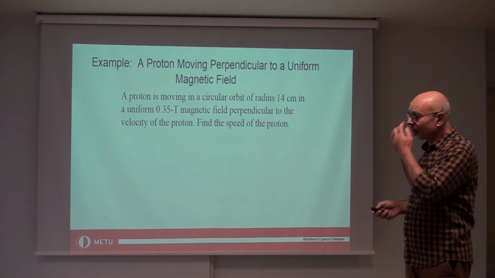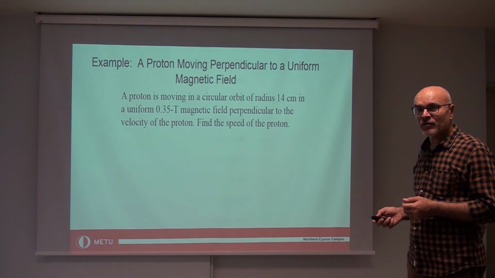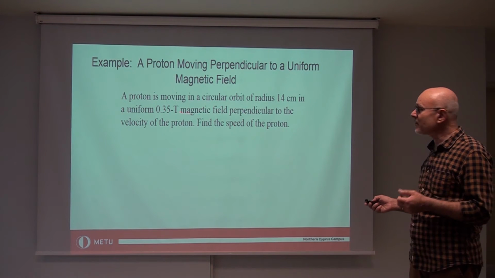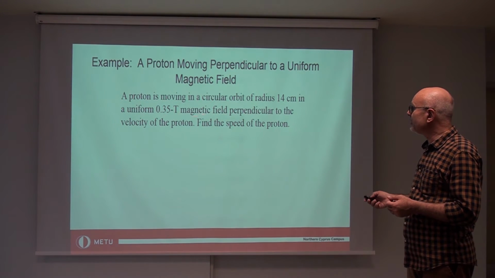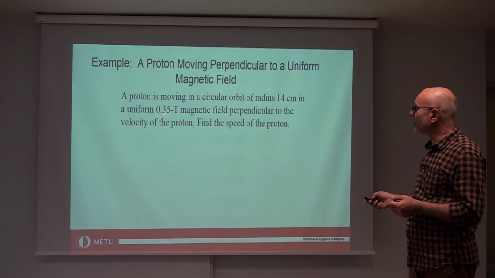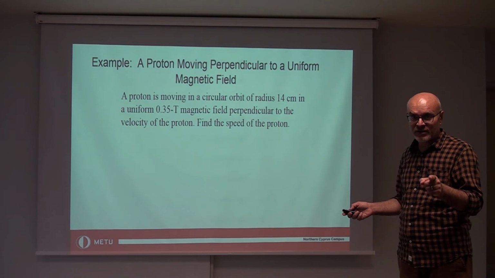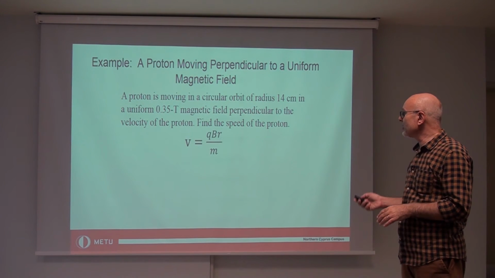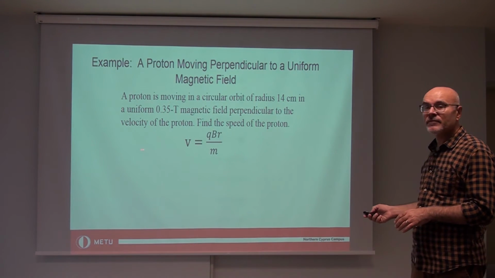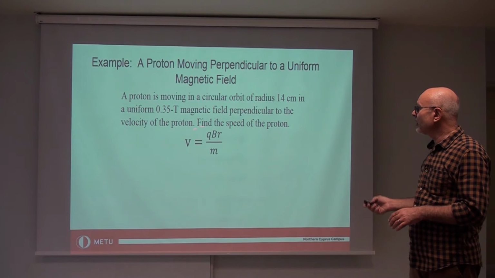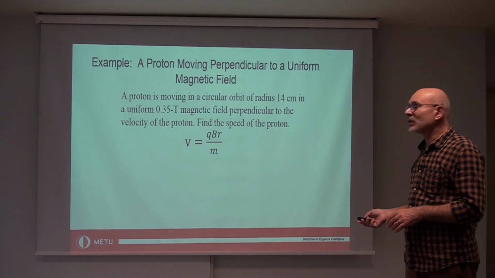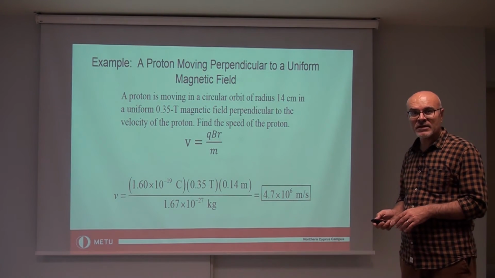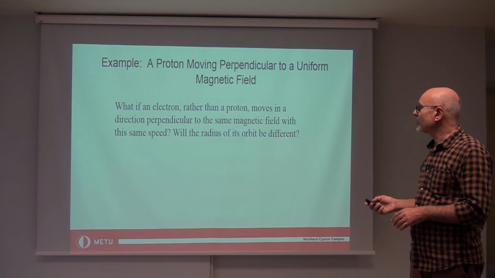The X component doesn't enter into the v that appears when you use these equations. So let's consider a simple application of these relations. We have a proton moving in a circular orbit of radius 14 centimeters in a uniform magnetic field equal to 0.35 Teslas, perpendicular to the velocity of the proton. What is the speed of the proton? With the simple relation v equals qBr over m, I substitute everything and get a speed of 4.7 times 10 to the power 6 meters per second.